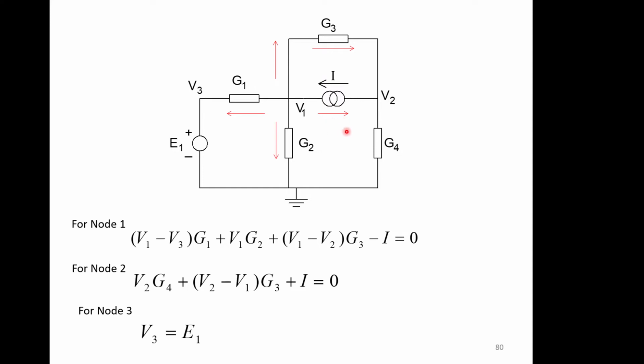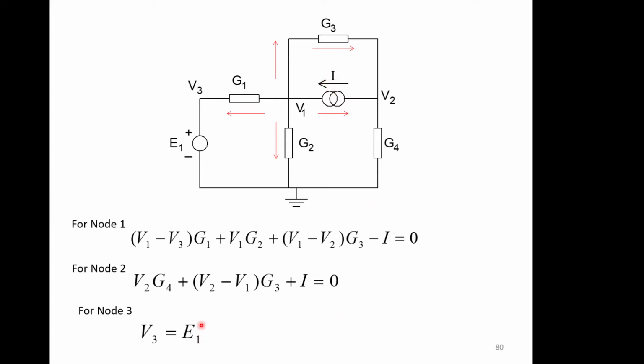And then for node 2 we've got V2 G4, which is this one over here. We've got V2 minus V1 G3, which is this one, so it's the opposite of this one. And we've got I again, and again the direction is in this case current goes into V2. The current is defined as leaving, so I1 is in fact in the positive direction this time.